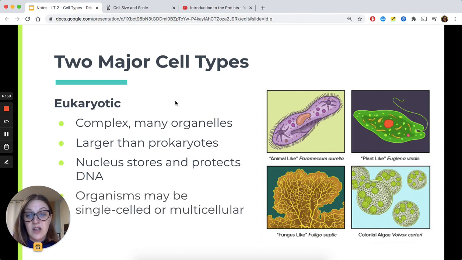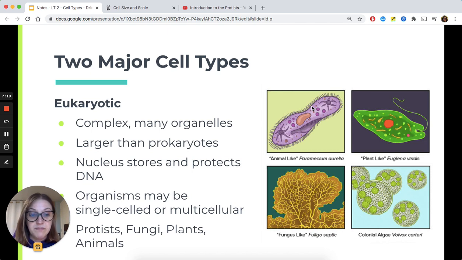Organisms may be single-celled or multicellular, meaning some of these types of cells, one cell is considered to be alive, whereas in animals like us, for example, we need multiple cells to build our body. And examples of eukaryotic cells include protists, fungi, plants, and animals. In this picture, you can see examples of some of the diversity of what we call protists. Protists are the unicellular or single-celled animals that are alive. So these have little organs that help them do their jobs.